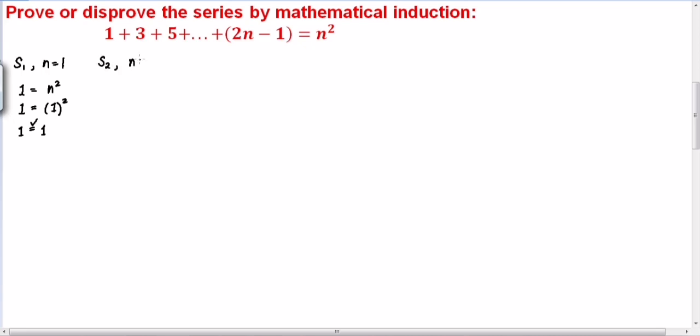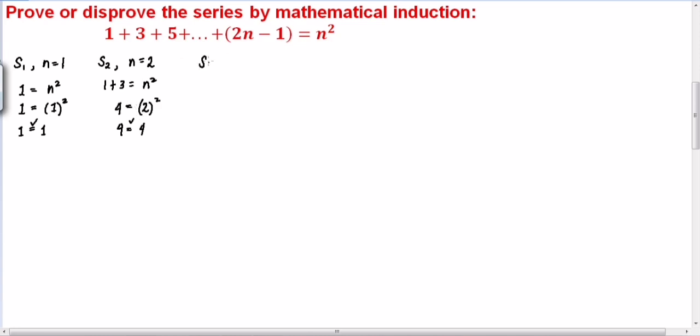Siyempre, kung S sub 2, n should be equal to 2. So, pag sinabi naman natin S sub 2, yun yung sum ng first two terms, which is 1 and 3. So, 1 plus 3. Equal daw yan dapat sa n squared, tapos papalitan natin yung n ng 2. Kasi nga, S sub 2 tayo. So, 1 plus 3 is 4. Okay? And then, palitan natin yung n ng 2. So, 2 squared is 4. So, again, true siya for the value of n equal to 2.